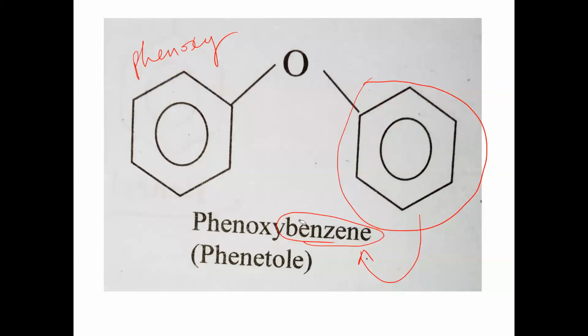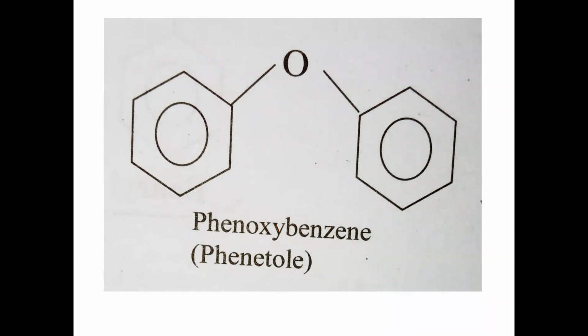So phenoxy benzene. The IUPAC name of this compound is phenoxy benzene. It is also called phenetole. So phenetole or phenoxy benzene. Phenoxy benzene is called what? Phenetole. Okay. If you write all these names, it will be easy. You will feel strange in the beginning when you learn for the first time. Slowly, everything will be familiar to you. When you write repeatedly, it will be recorded in the brain. So that's about phenetole, okay?